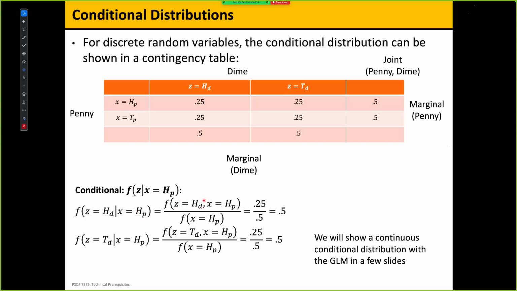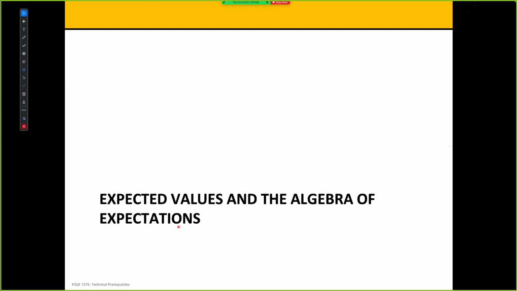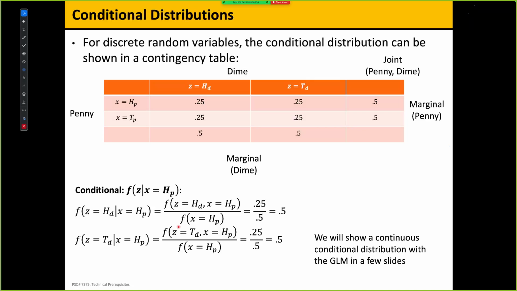We take the joint distribution of dime and penny both being heads, which is 0.25, divided by the marginal distribution of penny being heads, which is 0.5. We end up with 0.25 divided by 0.5, which is just 0.5, right? Similarly, the same thing happens for the distribution of z for tails, given the penny was heads. So you can see it's a really trivial example when it comes to independent variables. All right. Any other questions on conditional, joint, and marginal distributions?